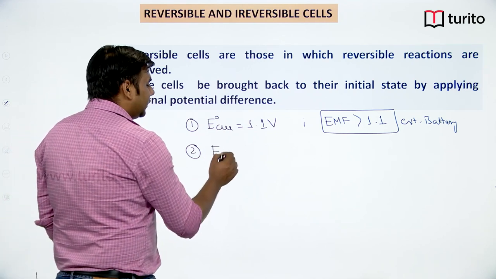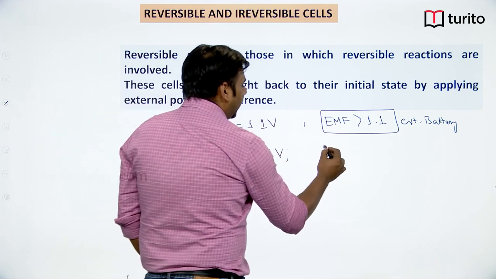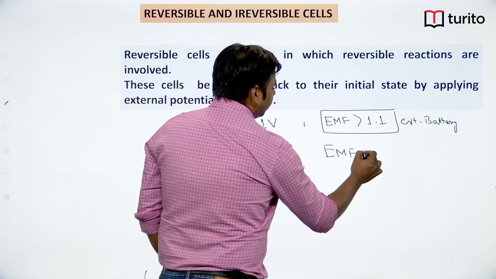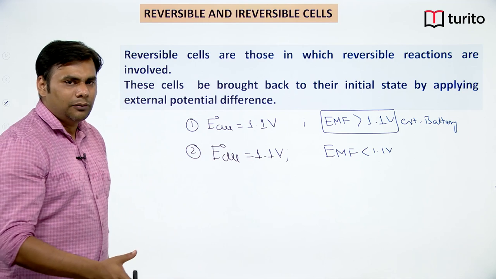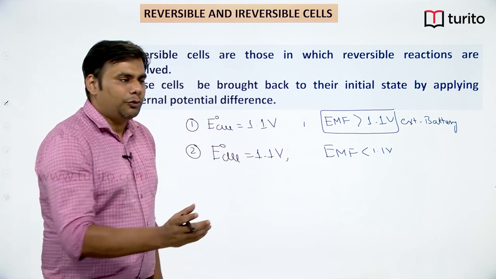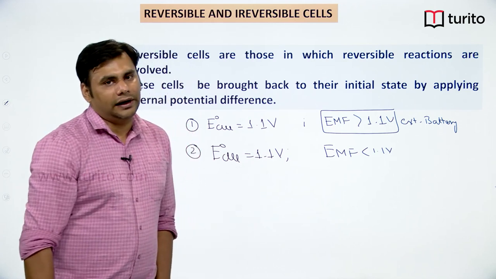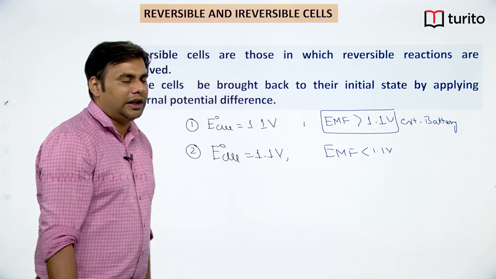Similarly, if the E naught cell is equal to 1.1 volt and you apply an EMF less than 1.1 volt, there would be no change as such, because the external EMF is less than that produced by the cell. This would basically decrease the overall current. At the anode oxidation will be taking place and at the cathode reduction would be taking place.